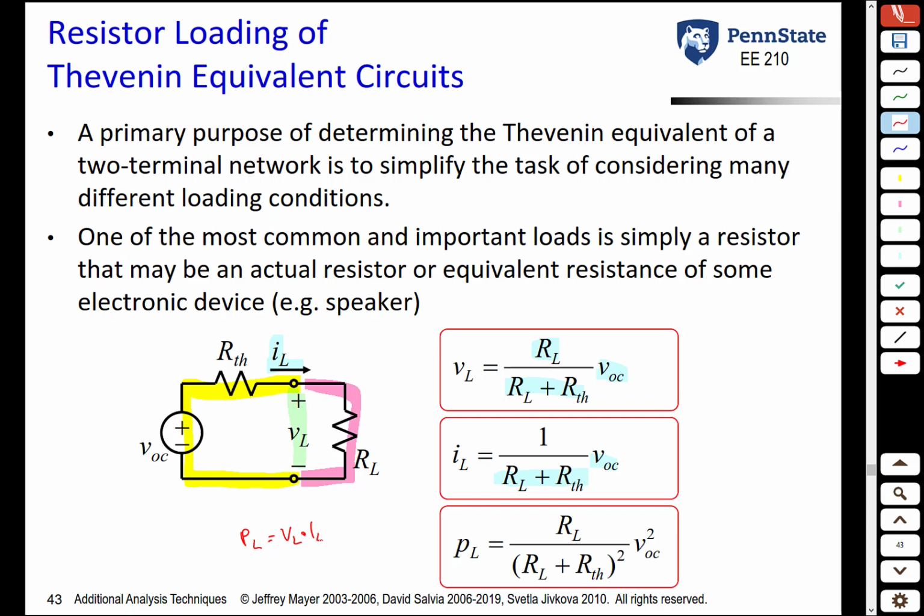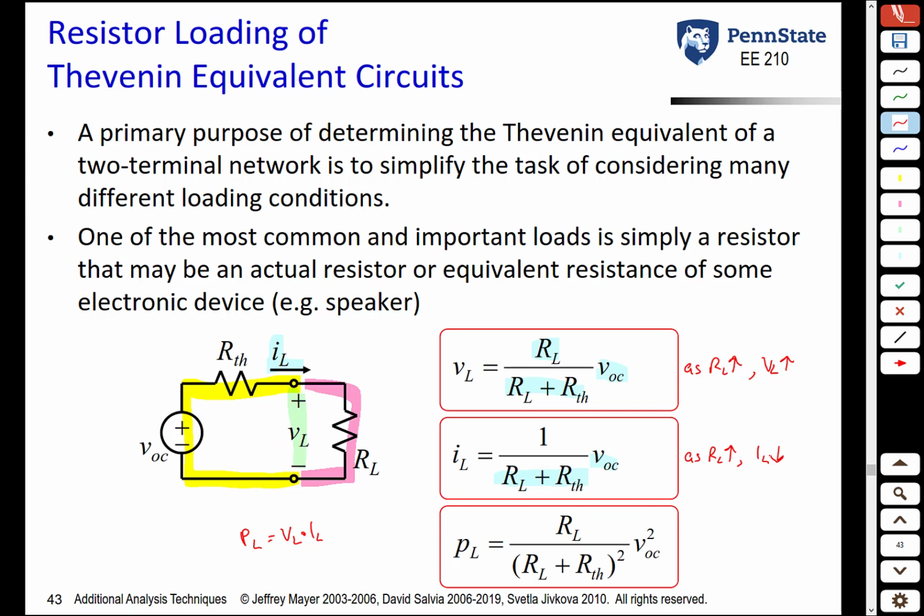An interesting observation is what happens as you increase or decrease RL. Look at the voltage first. As the load resistance goes up, the voltage across the load goes up. This makes sense because the load resistance becomes a higher percentage of the total resistance. What about the current through the load? As the resistance of the load goes up, the total resistance also goes up, and because current is voltage divided by resistance, the current absorbed by the load goes down. So as resistance goes up, voltage goes up. As resistance goes up, current goes down.